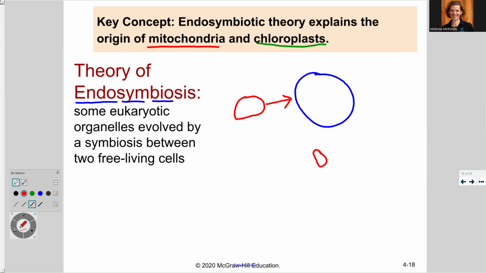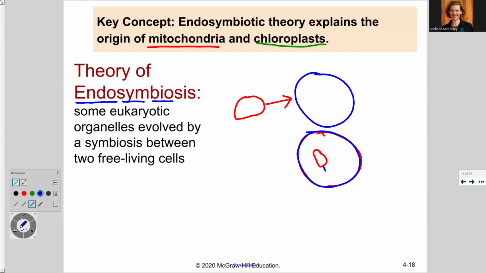Let me draw the big cell over here. So the big cell, oh, this should be in blue. Okay. So over here in blue, okay. And instead of digesting it, so the blue cell is probably trying to eat the red cell and get energy out of it, but it happened to just stay alive inside. And so now inside of the blue cell, we have the mitochondria.